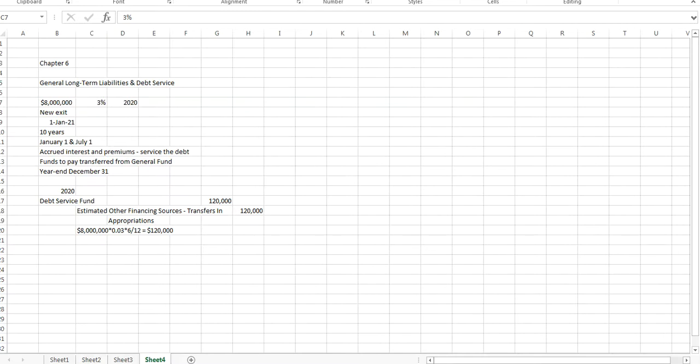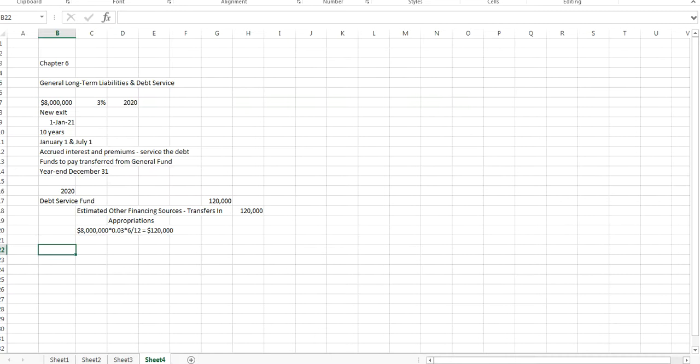We've got an $8 million bond, 3%, and we're doing the first, let's see, where's it at? I lost it. We're doing the estimated other financing sources, transfers in, and appropriations, and we're doing this for 2020. And then, yep, that's all we're doing there.